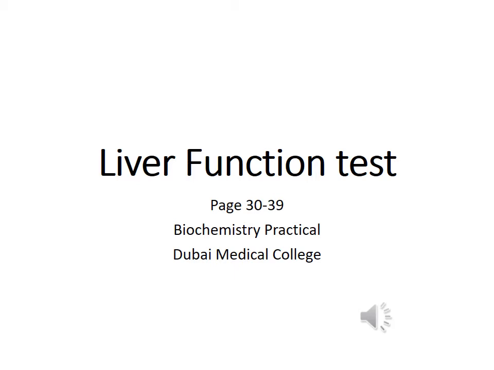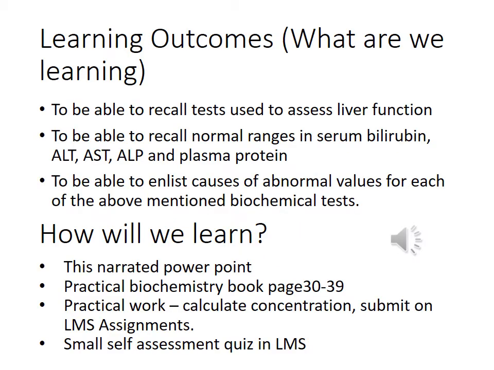The topic of today's practical is liver function test. So what are the learning outcomes for today? At the end of today's session you should be able to recall the list of tests done in liver function test, to be able to recall the normal range of serum bilirubin, ALT, AST, ALP and plasma protein, and to be able to list the causes of abnormal values for each of the above mentioned biochemical tests.